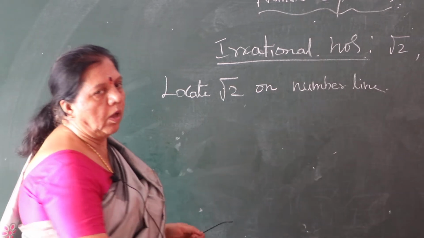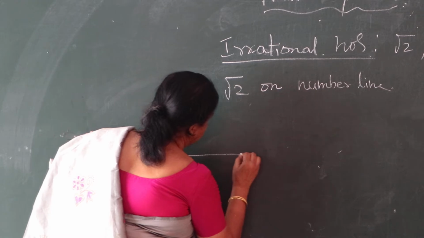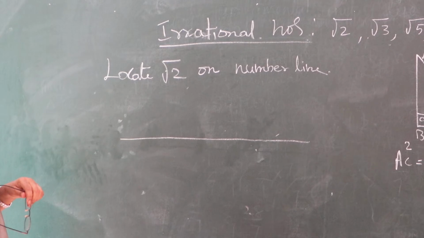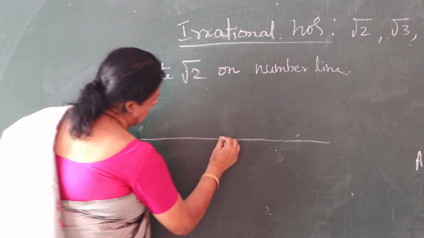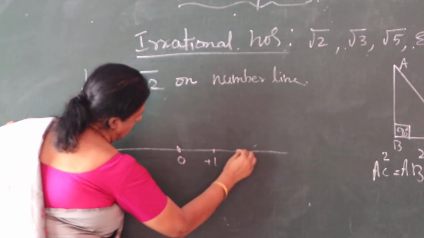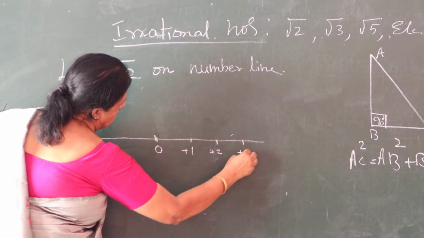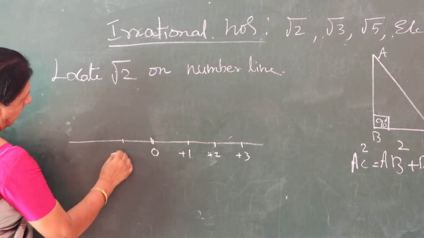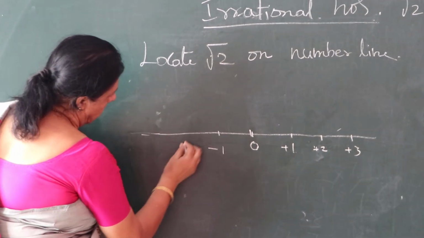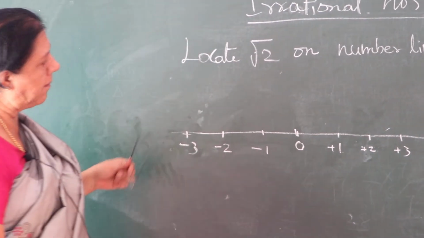So now write number line. All of you observe here. I am drawing the number line. Okay, here this is the midpoint, that is 0. Here plus 1, here plus 2, here plus 3. On the left hand side minus 1, minus 2, minus 3. So this is a number line.